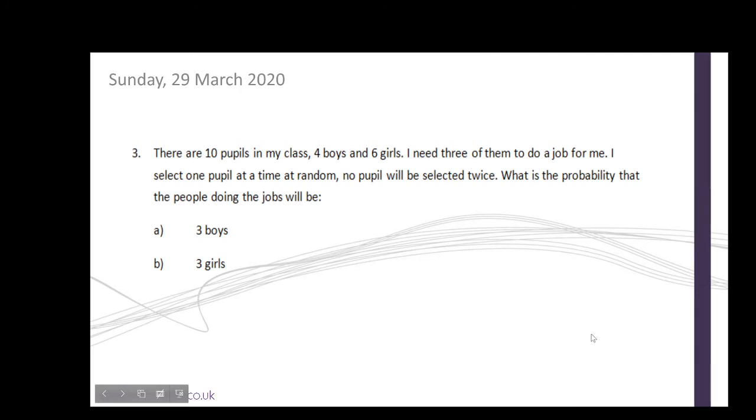There are 10 pupils in my class, 4 boys, 6 girls. I need 3 of them to do a job for me. I select 1 person at random. No pupil will be selected twice. What is the probability that the people doing the job will be 3 boys, 3 girls? Ooh, tricky. Try it. Pause the video. Have a go.